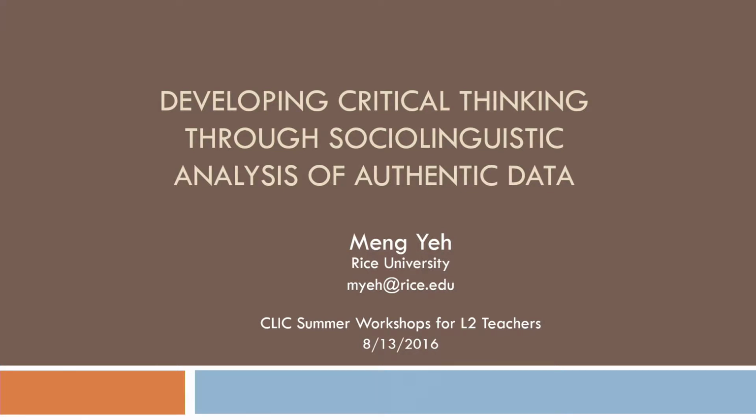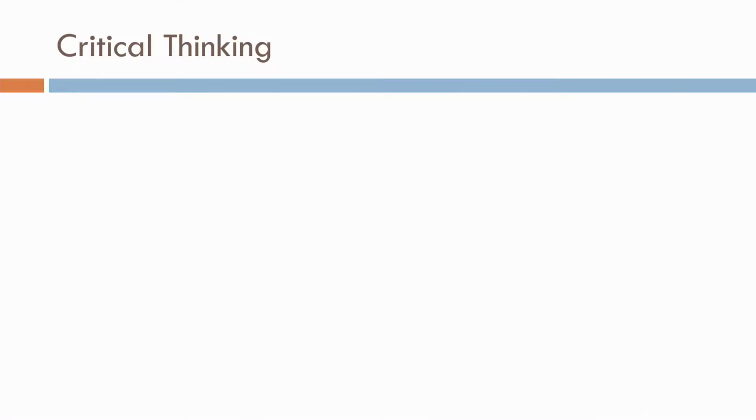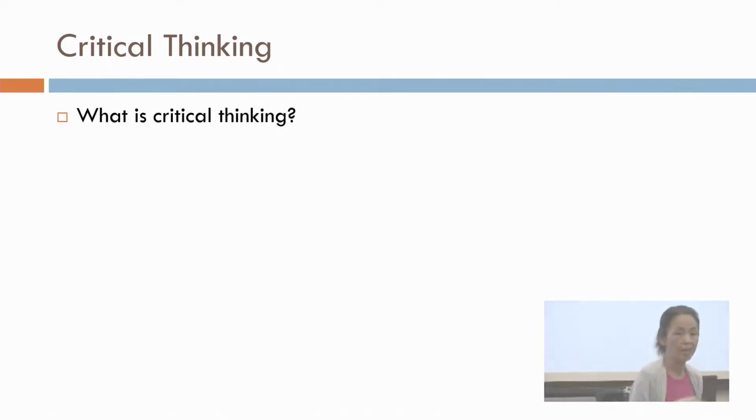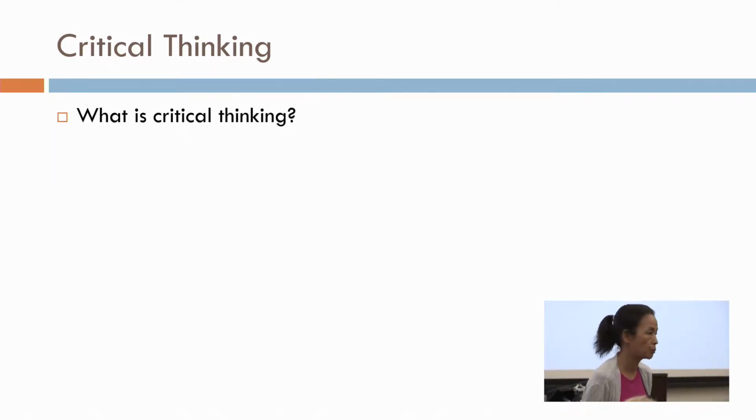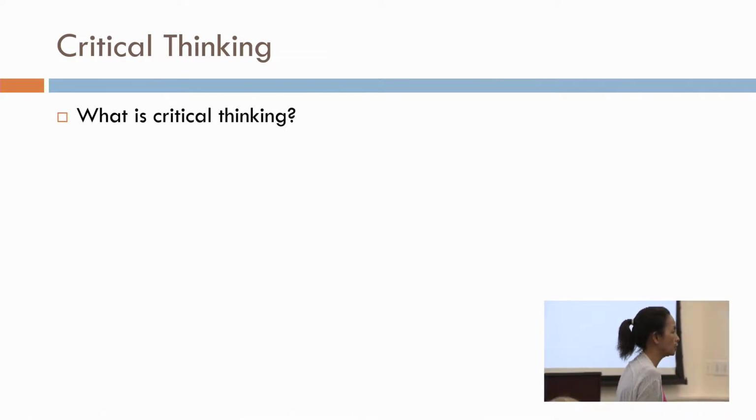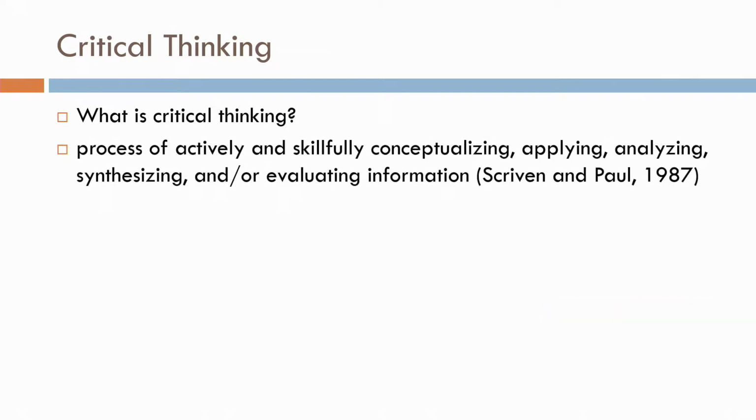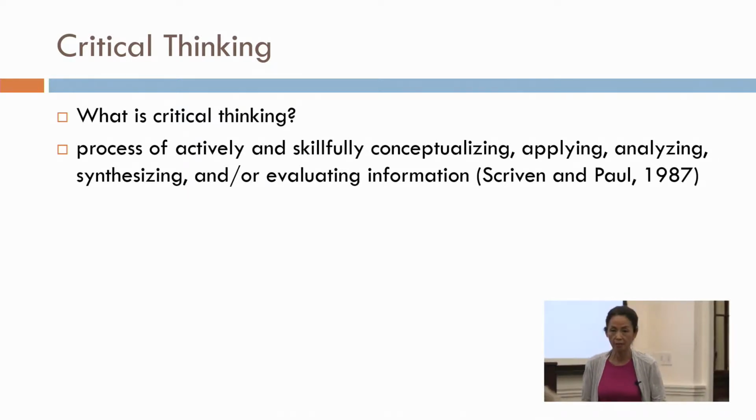So my topic is developing critical thinking through sociolinguistic analysis of authentic material. What is it? In K-12 or college level, we emphasize this a lot. We have to develop students' critical thinking. So what is critical thinking? Basically, it is how you process the information given to you, right? You analyze it, you evaluate it, you synthesize it, you unpack it.